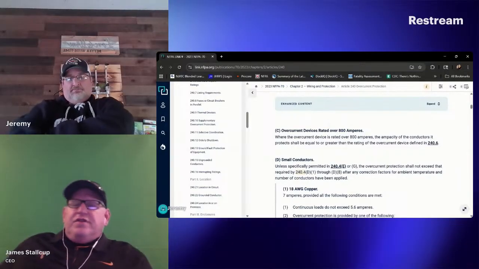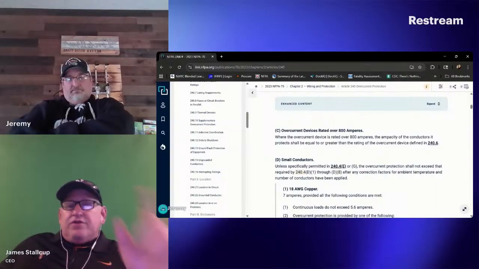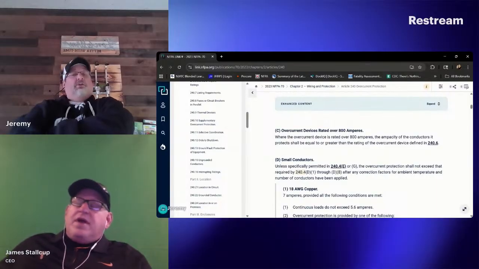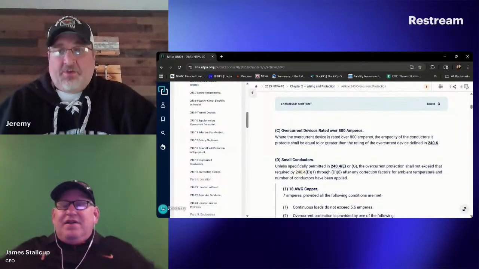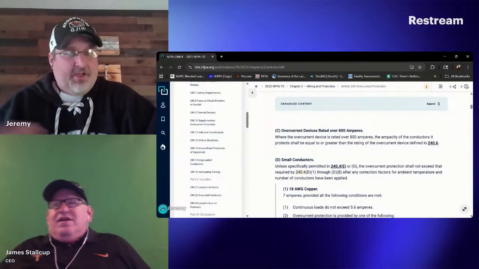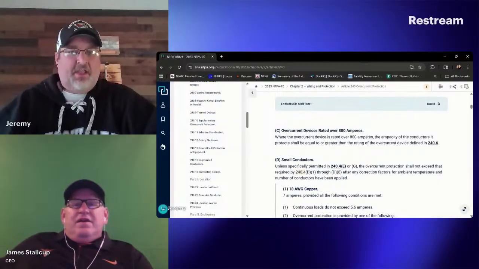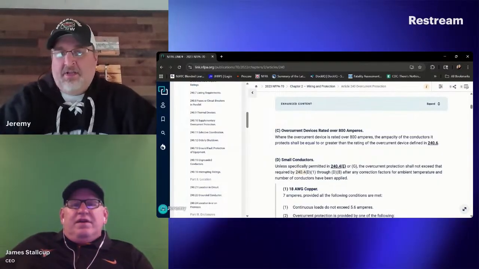Now it's telling you the conductors have to be equal to or greater than the overcurrent device. So what am I going to do? Go up on the size of the overcurrent device? No, you're going to go down with the overcurrent. Thank you. But where does it say 900 amp? Where does it say you have to go to 900? Why can't I go to 850? Why can't I go to 825? Why can't I go down to 800? Why can't I go down to 500?